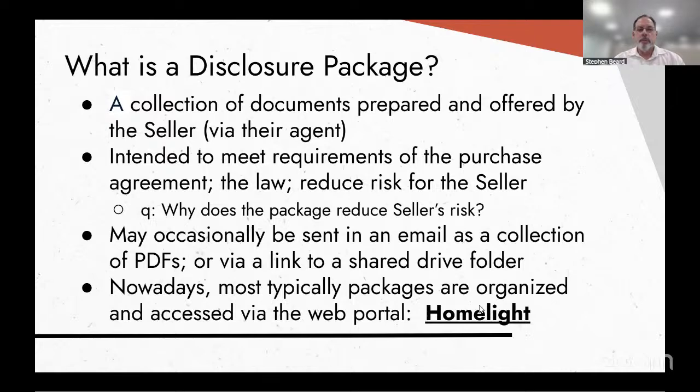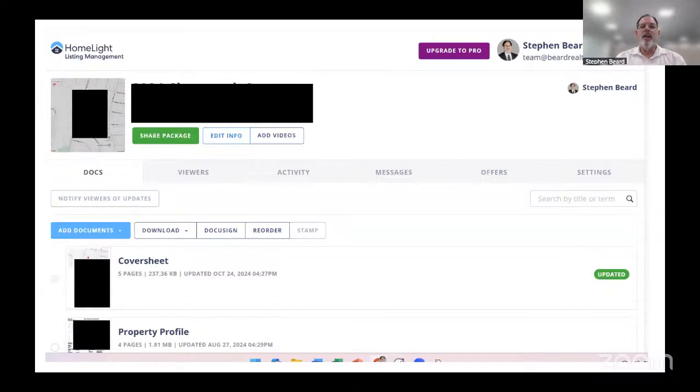And HomeLight is the service we use. So it looks like this. What you're looking at is a HomeLight dashboard page. Or actually, I apologize, the page for a specific property. Now, this is a page for a specific property. Look at all those black areas.